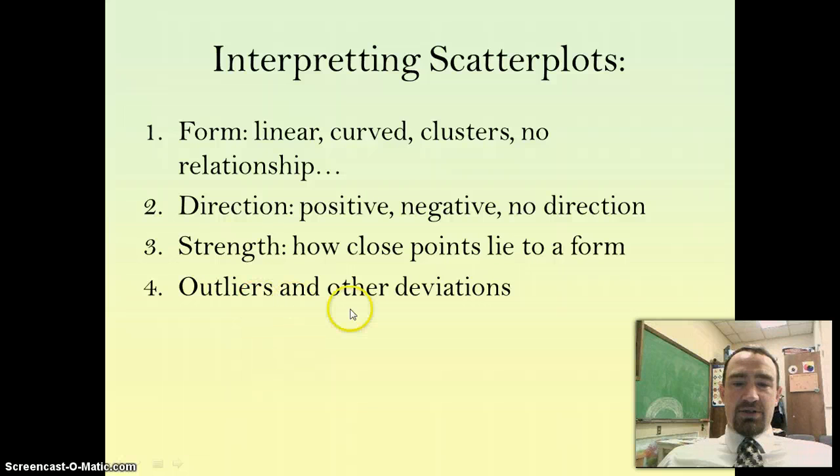And then outliers and other deviations, those are points that fall far away from the form. So once again, it's important to have a sense of what form you're looking at, so that you know whether you have outliers that are far from the form.